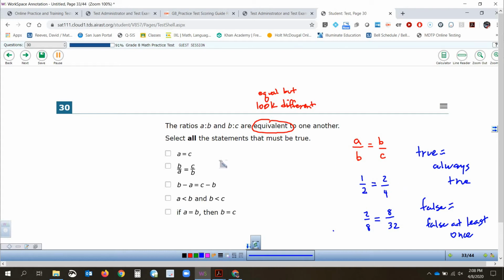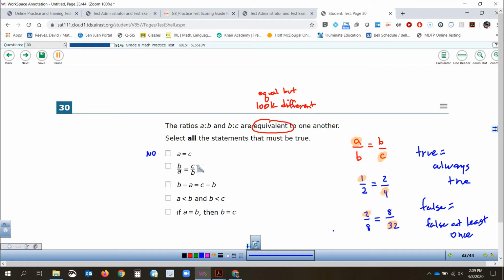So A is equal to C. Here's A, and here's C. We'll take a look at our example right here. Does 1 equal 4? Nope. Does 2 equal 32? Nope. So in both of our examples, it was false, although we only had to see that it was false once. So this one is no, it is not true.